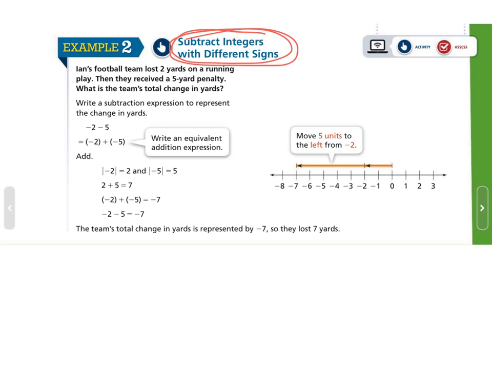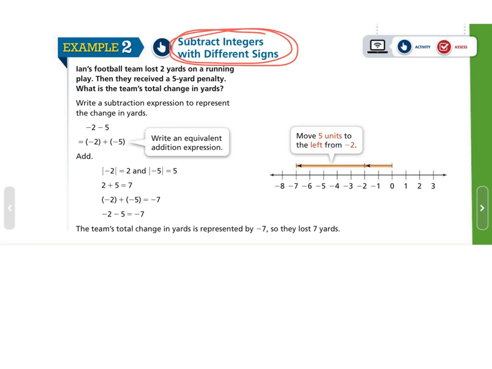You could also write this as an addition expression, negative 2 plus negative 5. In each case, negative 2 and negative 5 represent integers that are a loss in yardage. Then you're going to add those two negative integers together. So negative 2 plus negative 5 equals negative 7.